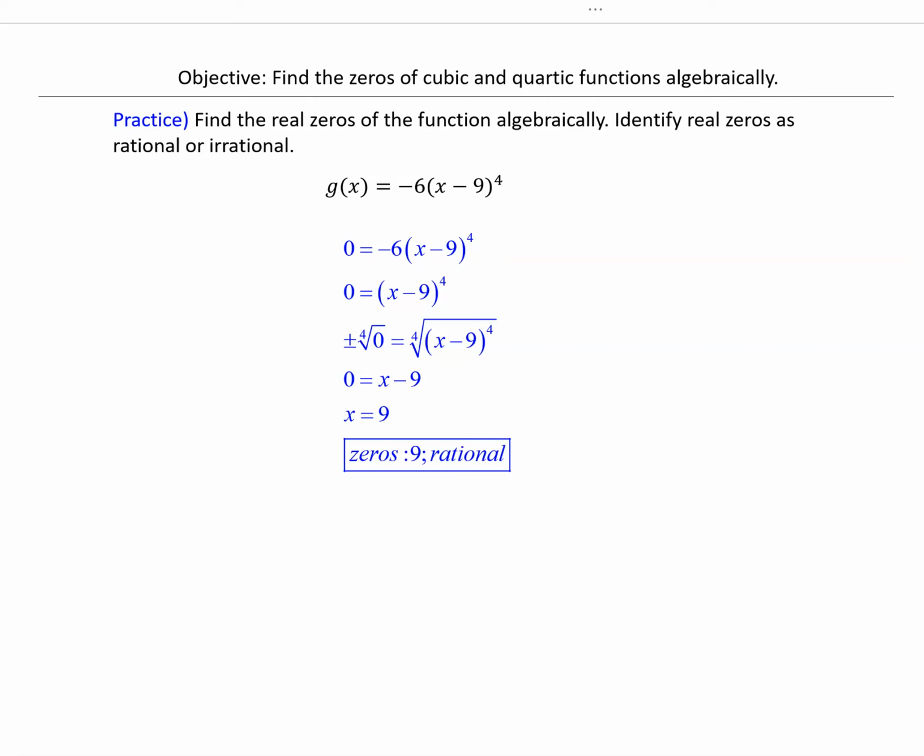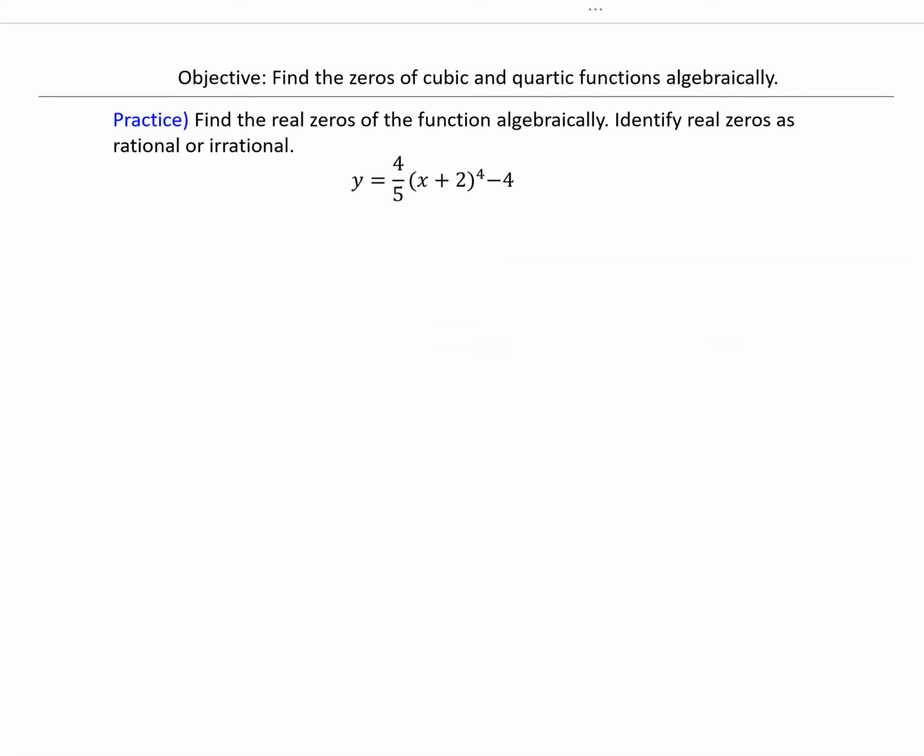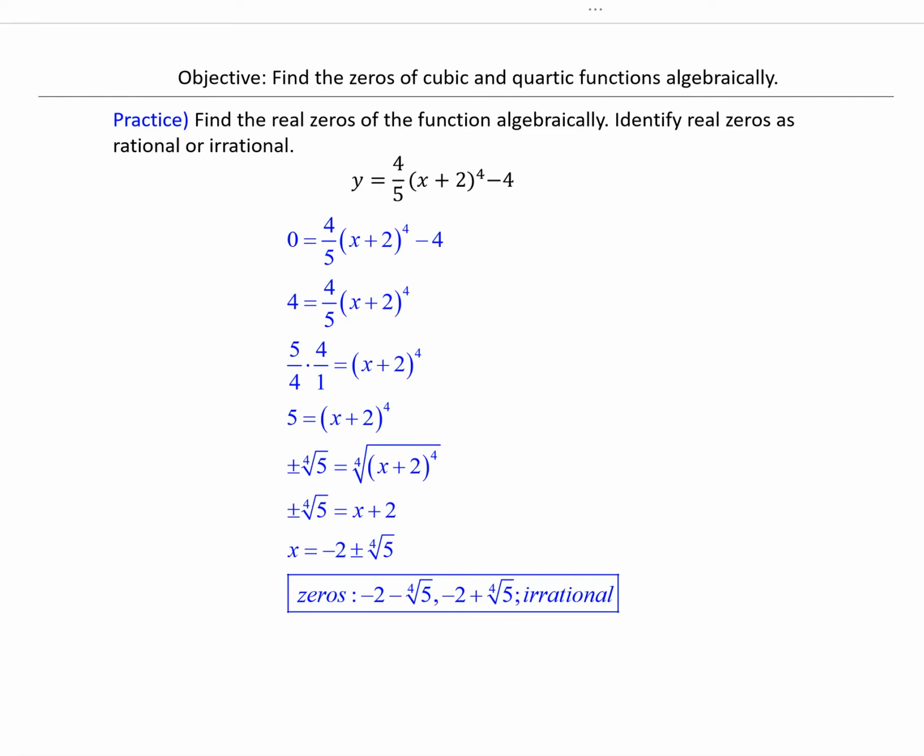Let's try another one. Here you go. Pause the video. All right, let's take a look at this one. So we would undo the subtraction first, giving us a 4, then undo the multiplication, multiplying by the reciprocal of 5/4. 5/4 times the 4 would be 20 divided by 4, or 5 times 1, which is 5. 4th root of 5, that's fine, because 5 is positive, so it's not rational, but it is real.